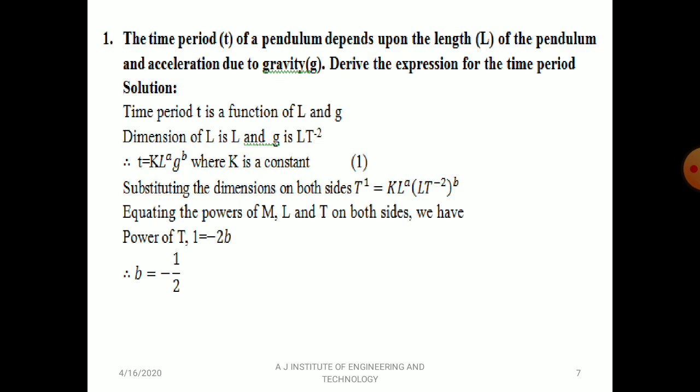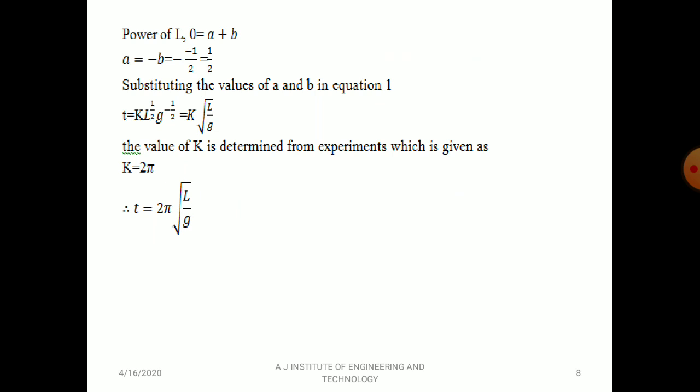So here there is no need of equating the power of m, because you can see the expression t to the power 1 equal to k into L to the power a, L t to the power minus 2 to the power b. On both sides of the equation we don't have an m term. One more thing, we have two values a and b, and two expressions are sufficient to solve for the constants a and b. So we need not go for equating the power of m, because there is no m term on both sides of the equation. So we got the values of a and b.